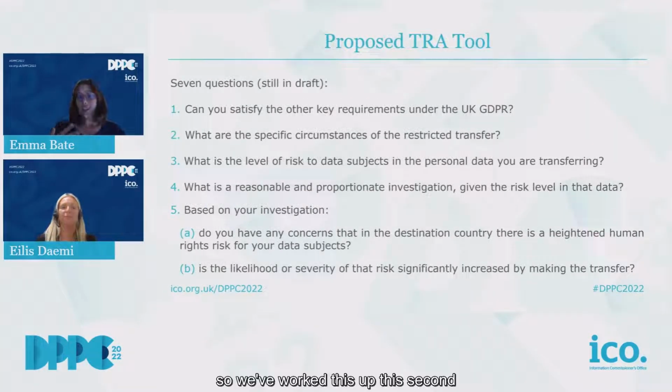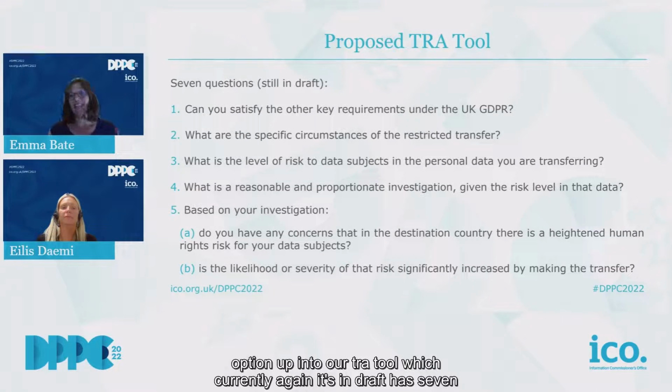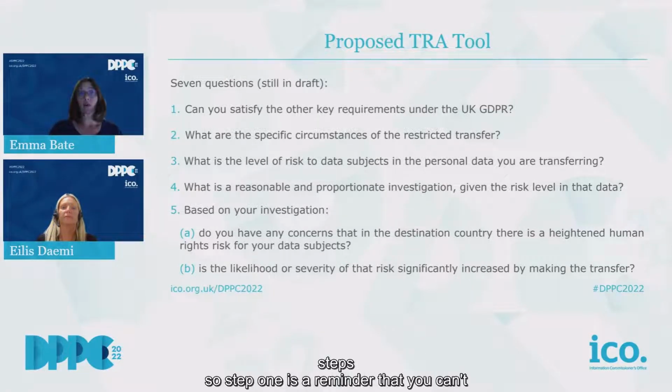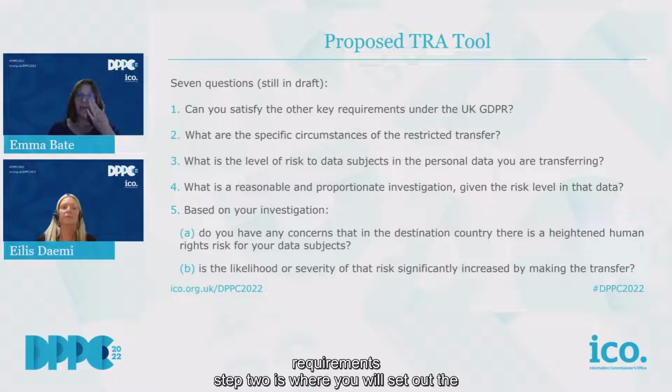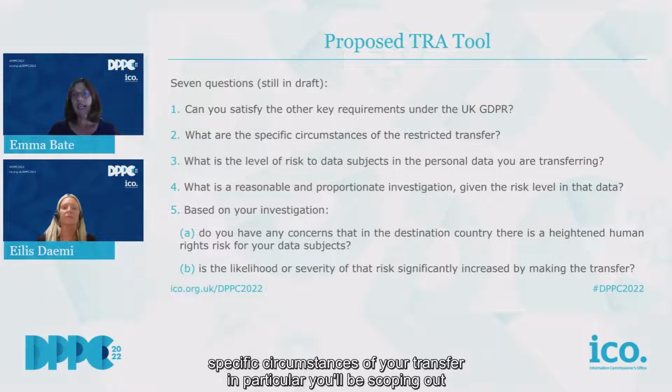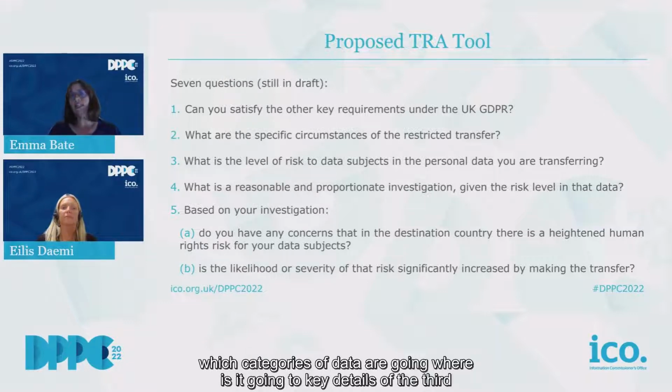So we've worked this second option up into our TRA tool, which currently, again, it's in draft, has 7 steps. Step 1 is a reminder that you can't forget the rest of UK GDPR, so it nudges you to check on some of the key requirements. Step 2 is where you will set out the specific circumstances of your transfer. In particular, you'll be scoping out which categories of data are going, where is it going to, key details of the third country importer, and so on and so on.